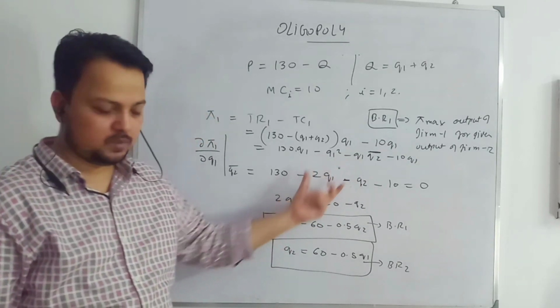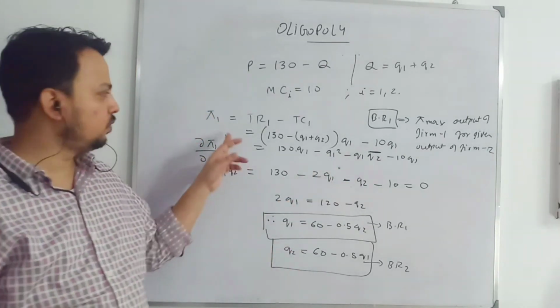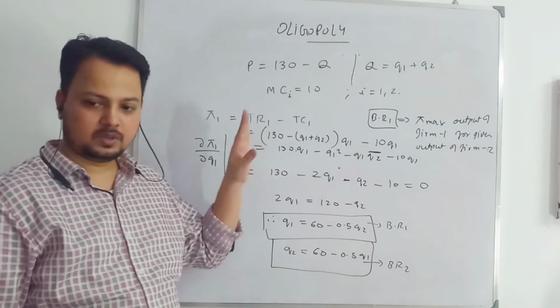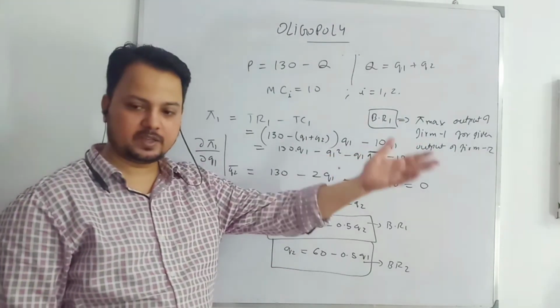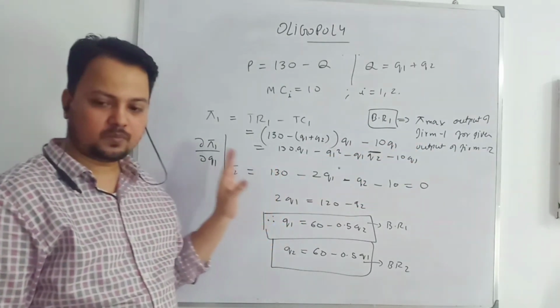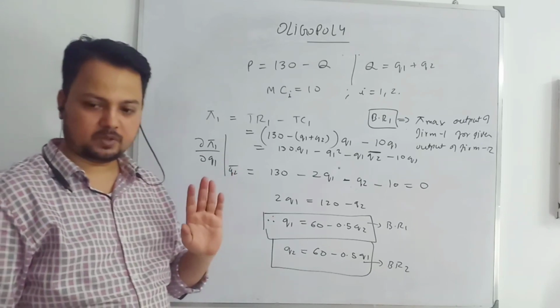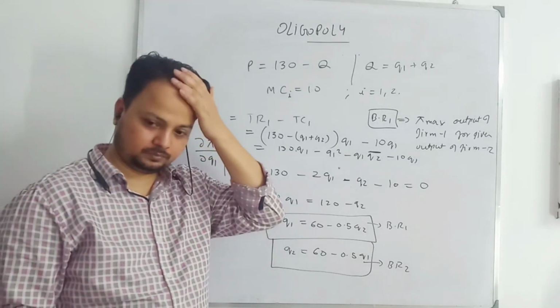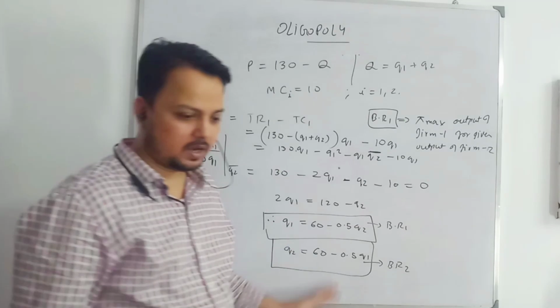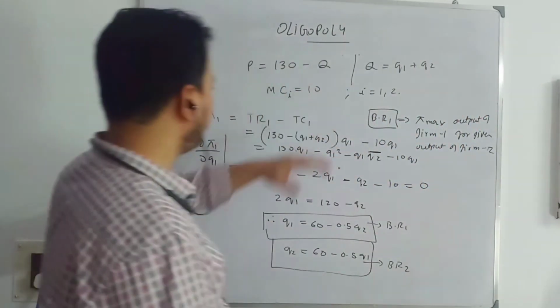For firm 2, you will do the same derivation, but you have to write profit 2, and you have to take the output of firm 1 as given. Then you will maximize the profit of firm 2 with respect to the output of firm 2. So you will get these two equations. Now I have to draw the graph of this one.